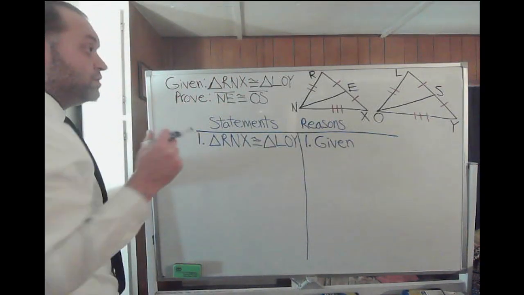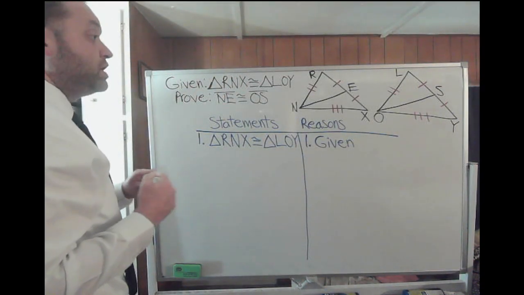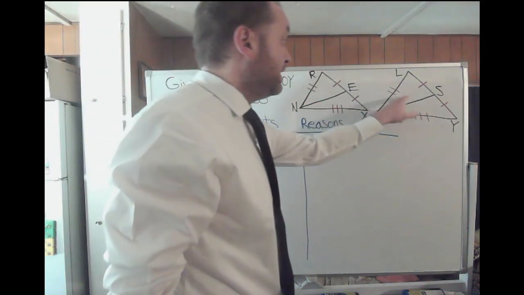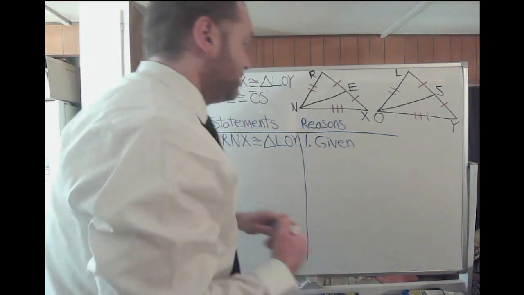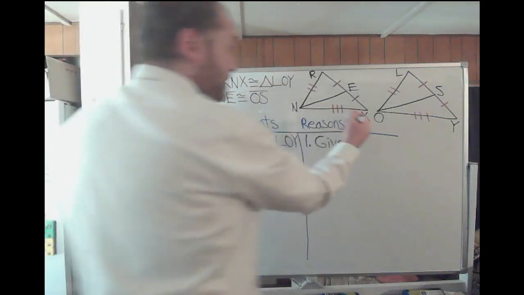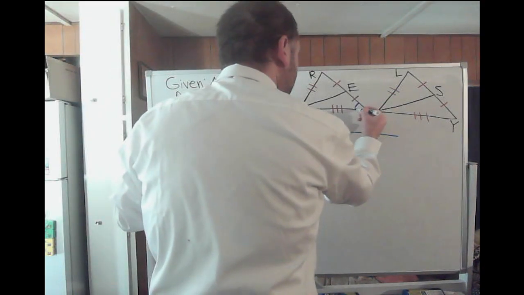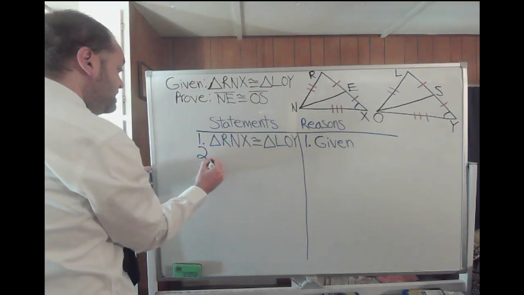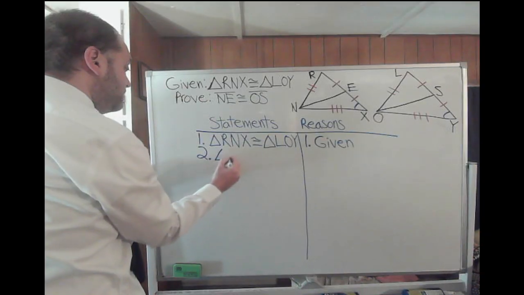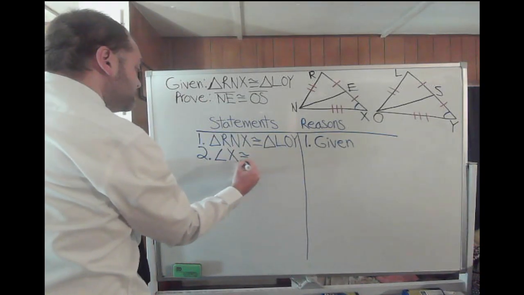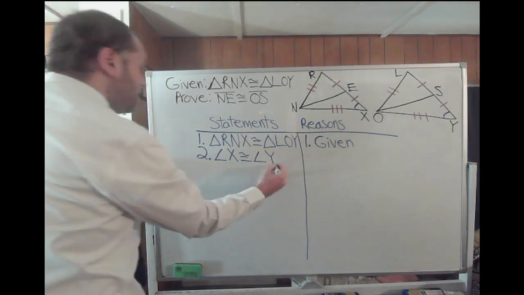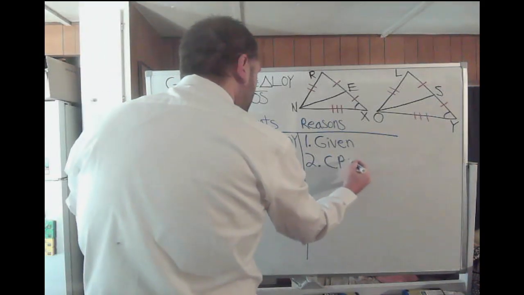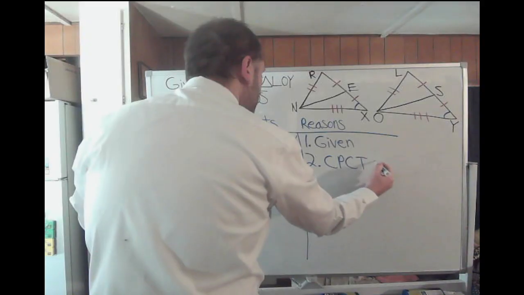Alright, so where do we go from here? If these 2 triangles are congruent, right? The 2 big triangles are congruent. Wouldn't it be true that angle X is congruent to angle Y? It would, because of CPCTC. So the next thing you would say is that angle X is congruent to angle Y by CPCTC, otherwise known as corresponding parts of congruent triangles are congruent.